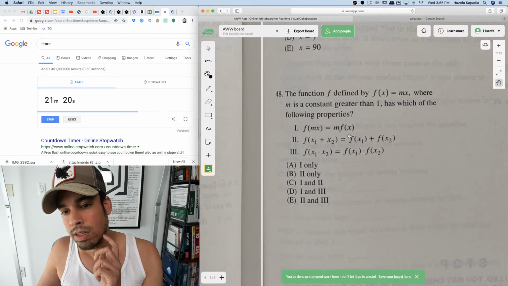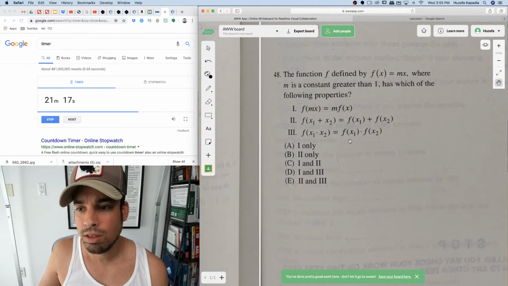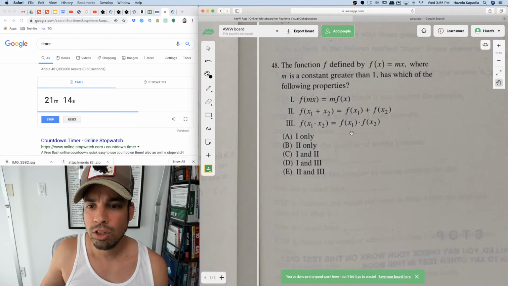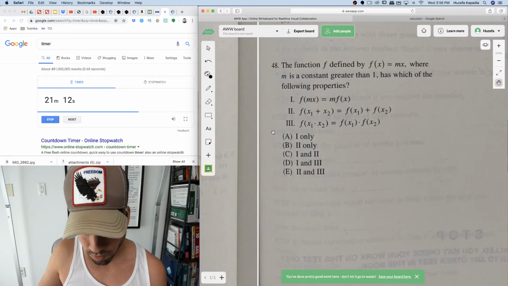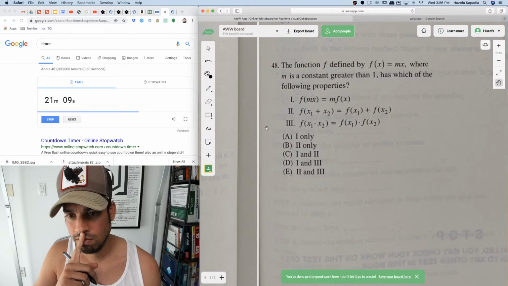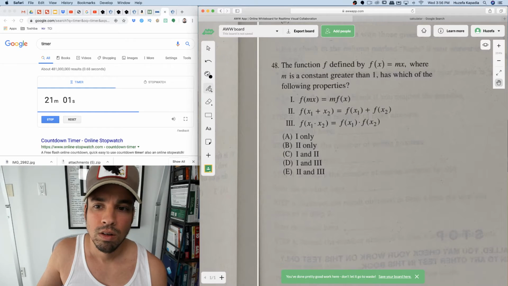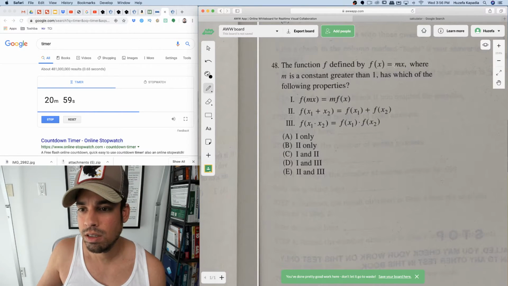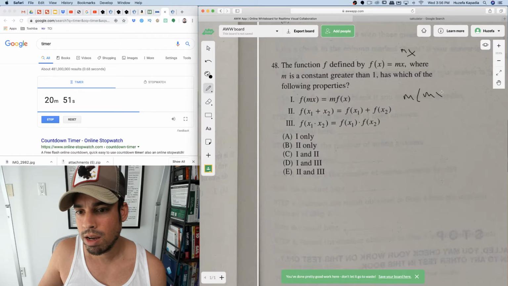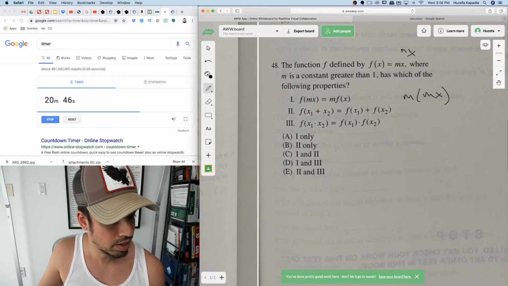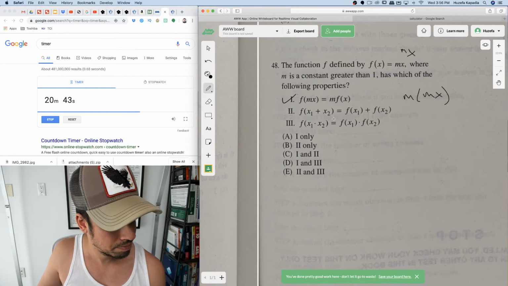That's it. The function f defined by f of x equals mx, where m is a constant greater than 1, has which of the following properties? This is true because if I plug in mx for x, I get m times mx, literally. You see that? Because that m multiplies the mx, which is m times f of x. So I'm saying this is all right.